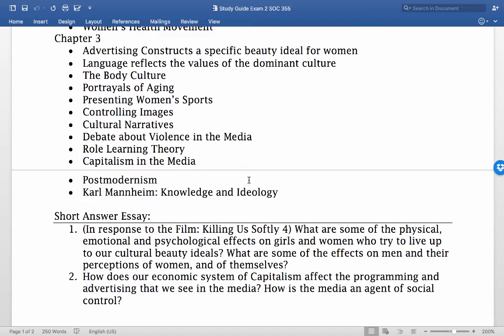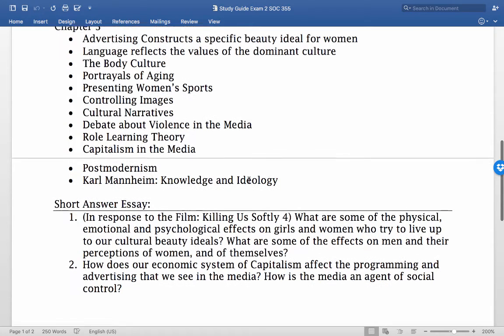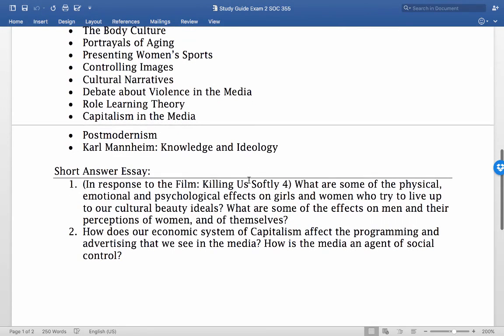Let's see, language reflects the dominant culture. We talked about how they use the term Miss or Mrs. before the term Ms. was created to determine a woman's status, or the fact that most women still take their husband's last name, or we commonly refer to women with animal names, like chicks, foxes, all that kind of stuff. So it shows how language reflects the values of the dominant culture of patriarchy. Body culture is a way that social definitions of gender link masculinity with power, strength, and dominance, while women are cut down to size.